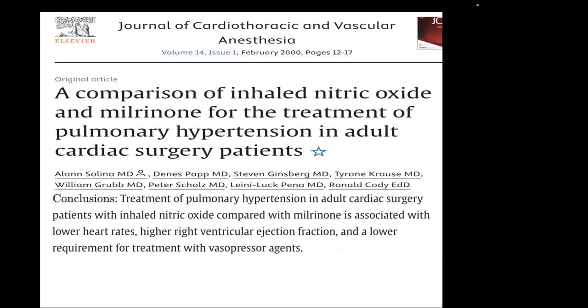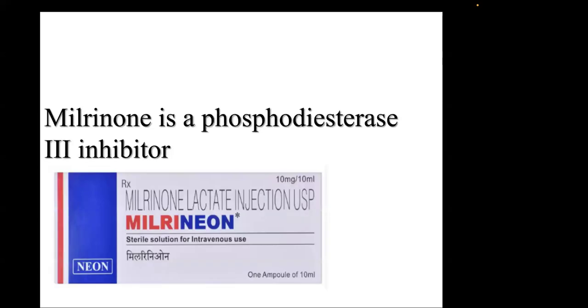A comparison of inhaled nitric oxide and milrinone for treatment of pulmonary hypertension in adult cardiac surgery. In their study, they concluded that treatment of pulmonary hypertension in adult cardiac surgery patients with inhaled nitric oxide, compared with milrinone, is associated with a lower heart rate, higher right ventricular ejection fraction, and lower requirement for treatment with vasopressor agents.